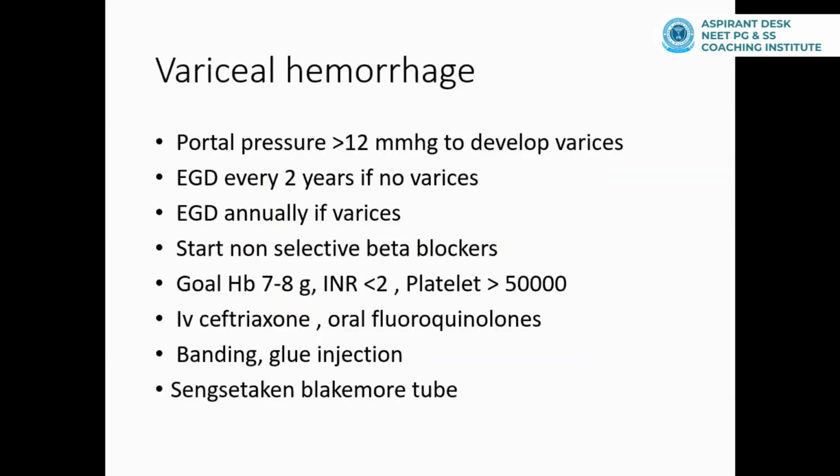The next thing: variceal hemorrhage. UGI bleed is either non-variceal or variceal hemorrhage. Variceal hemorrhage usually happens if the portal pressure is more than 12 millimeter mercury to develop varices. Esophagogastroduodenoscopy every 2 years: if the patient has a history of alcohol, proven cirrhosis, but no varices on endoscopy, we could follow the patient every 2 years with endoscopy.